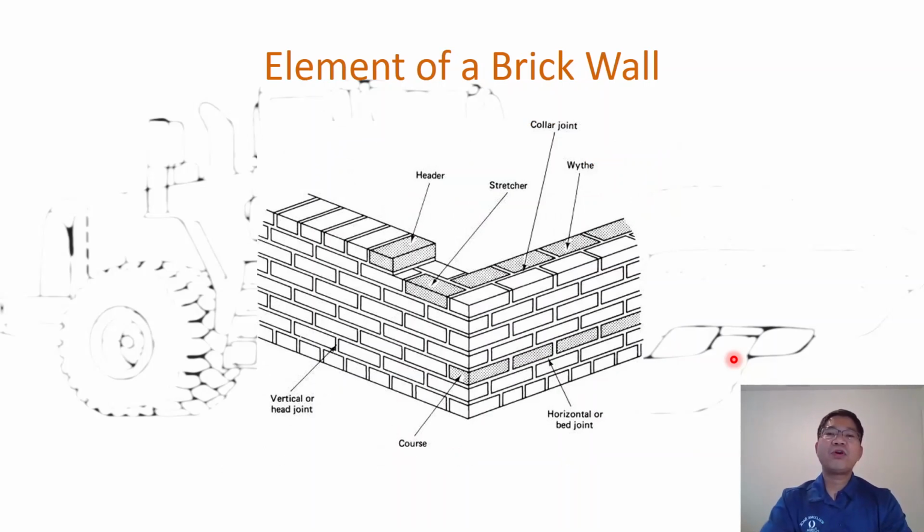For the elements of a brick wall, as you can see here, we have the vertical joint using mortar, of course, and the horizontal joint. In this case you have a double width, with two widths inside, and in the middle is called the collar joint, also made of mortar.